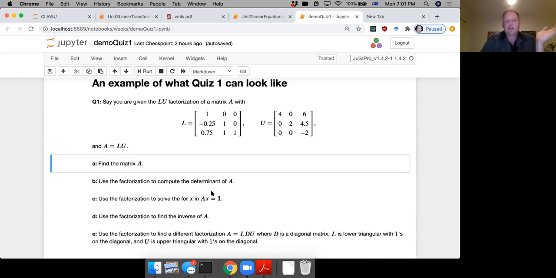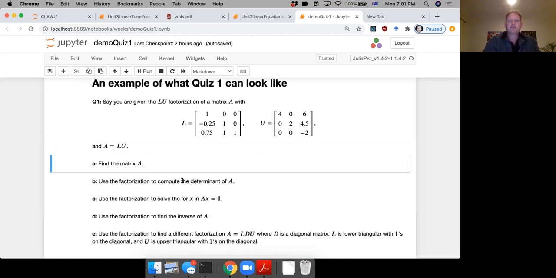I mean, this is the level of the quiz: to see that you can speak the language of mathematics, linear algebra, without help, except for your formula sheet, which is part of your preparation. But how would you find the matrix A? Nothing to do. L times U. You do matrix multiplication, so you find matrix A. That's it. 10 points. Okay.